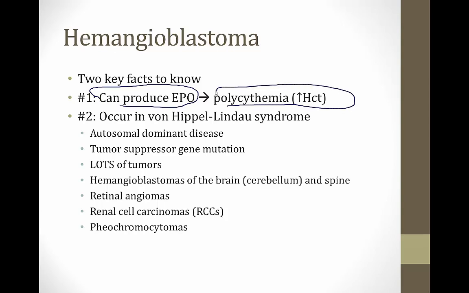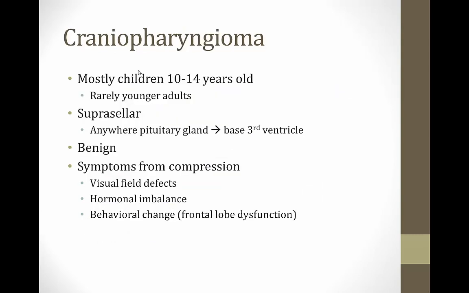The second is that they occur in a very rare autosomal dominant disease called von Hippel-Lindau syndrome. This is a tumor suppressor gene mutation, so you get lots of tumors. One of them that you get is hemangioblastomas of the brain, including the cerebellum and the spine. These patients also get retinal angiomas, renal cell carcinomas, and pheochromocytomas.